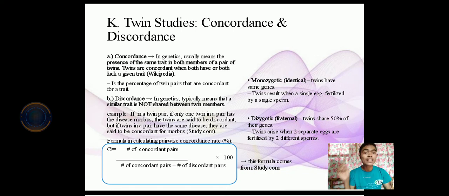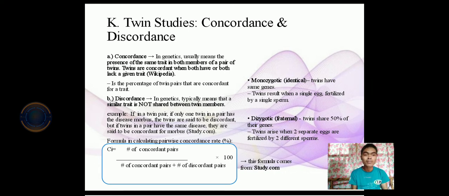For example, if in a twin pair only one twin has the disease morbus, then the twins are said to be discordant. But if both twins in a pair have the same disease, they are said to be concordant for morbus. Kapag isa sa kanila ay may disease lamang ng morbus at ang isa naman ay wala, means they are discordant. Kapag silang dalawa ay mayroong disease, traits na morbus, means they are concordant.